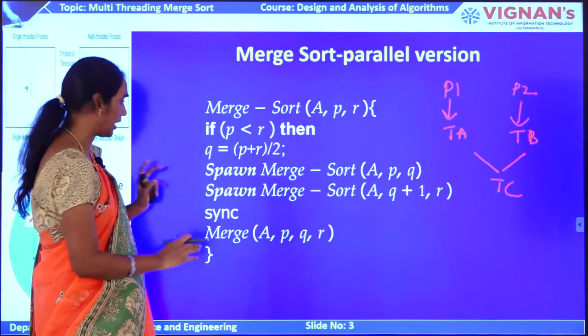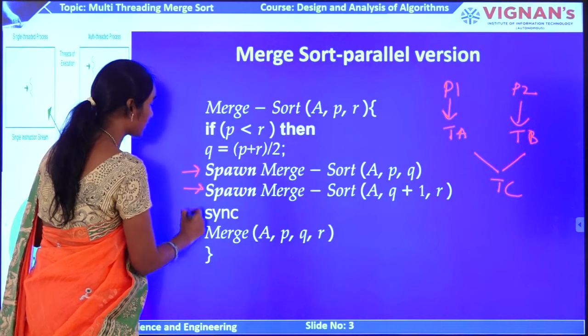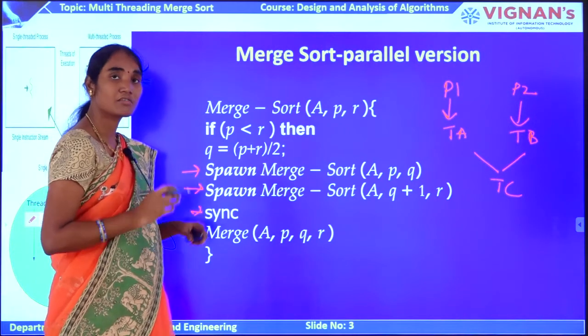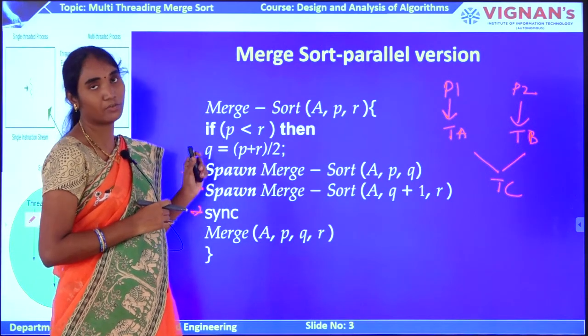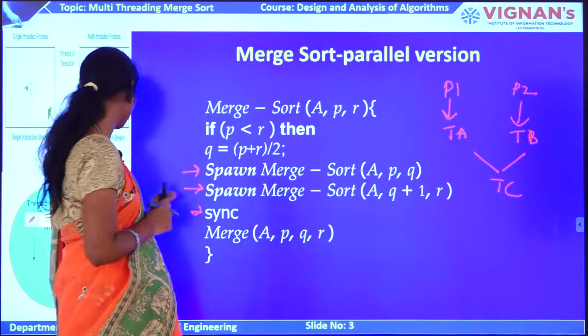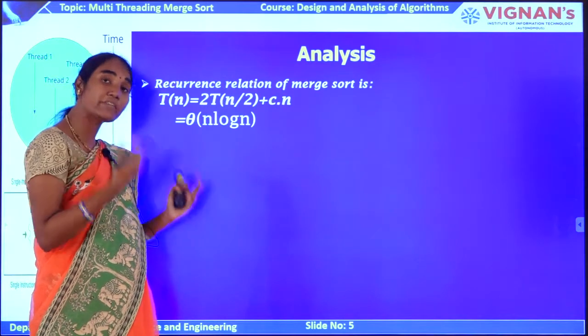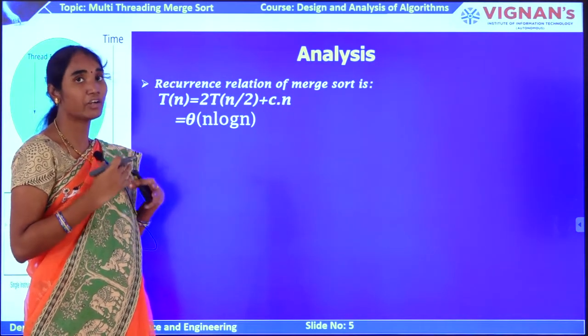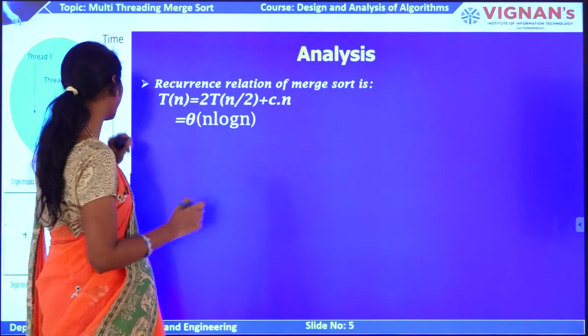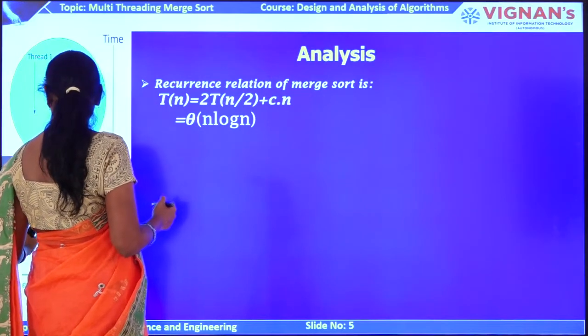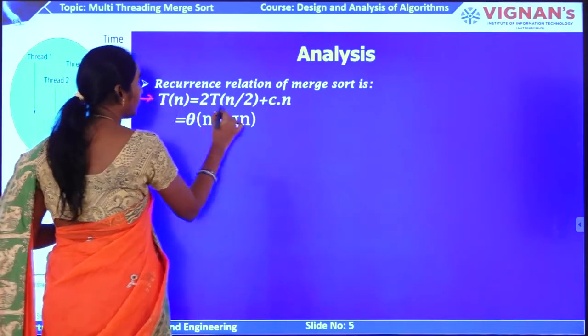The algorithm is almost the same, and here we have spawn and sync, right? So this is about your parallel version of merge sort, or multi-threaded merge sort. Now let's see the analysis part. Previously you have already seen the merge sort recurrence relation. What is that recurrence relation? T of n is equal to 2T of n by 2 plus Cn.